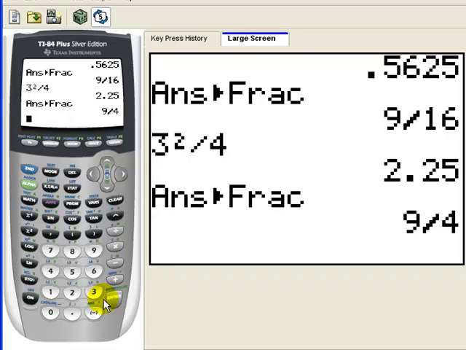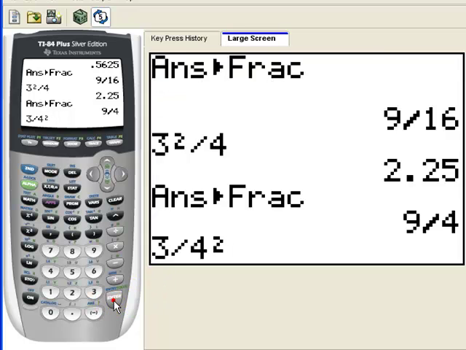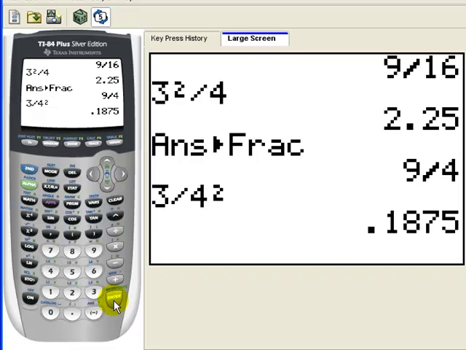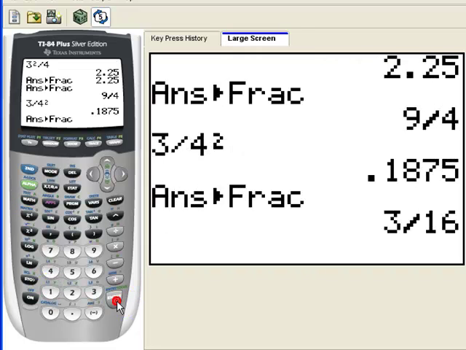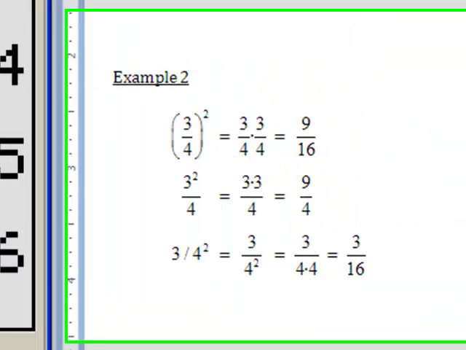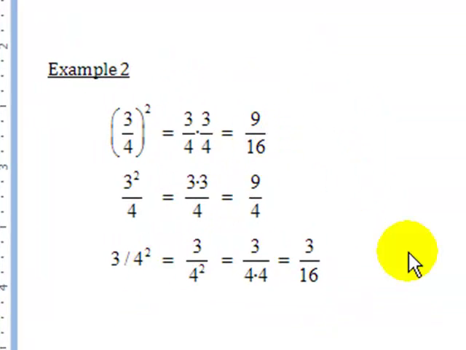The last part of example 2, we're going to take 3, and we're going to divide that by 4 squared. This is kind of the opposite of the second part of example 2. Instead of squaring the numerator, we're going to square only the denominator. And again, different from the first part in which we squared both the numerator and denominator. We press Enter here, we'll get 0.1875. Converting that to a fraction, pressing Math, 1, Enter, we see that we get 3/16. And those values all agree exactly with the values that I showed here in example 2.